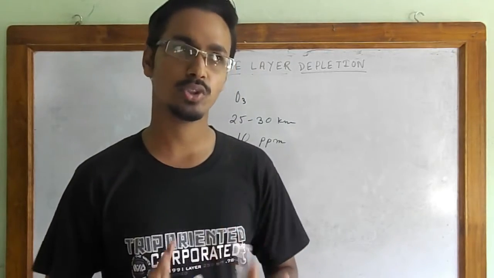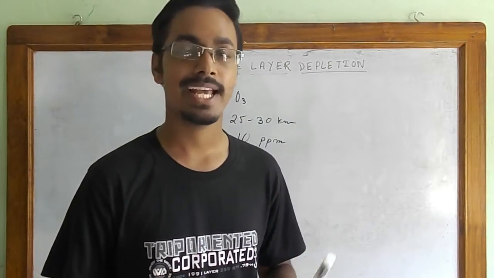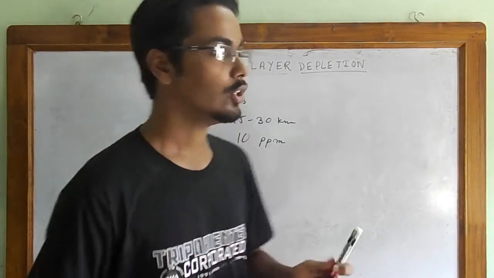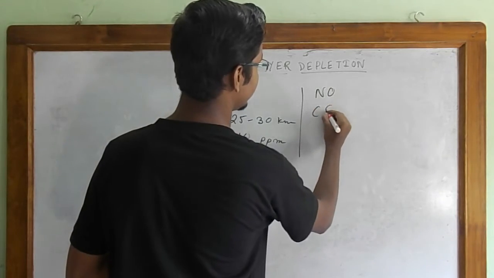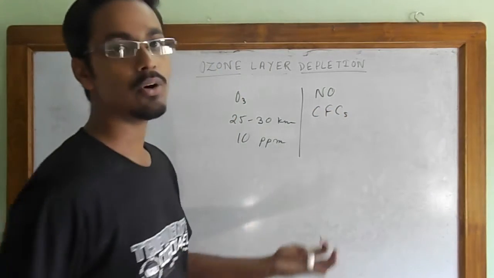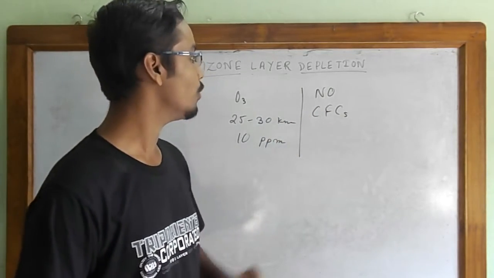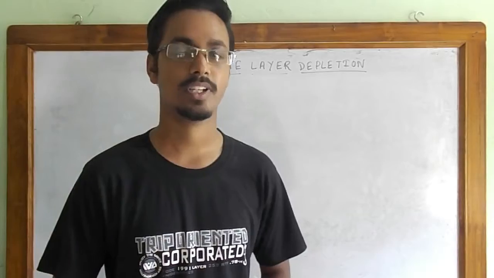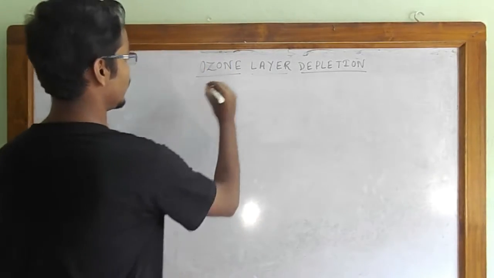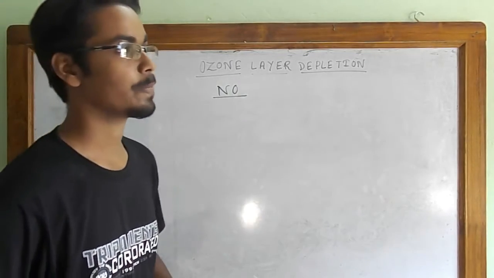The two most important components in ozone layer depletion are nitric oxide, that is NO, and the chlorofluorocarbons, the CFCs. Now let us move on to the individual reactions and see how each of these two components affect the ozone layer depletion. First, let's talk about how NO has an impact on ozone layer depletion.